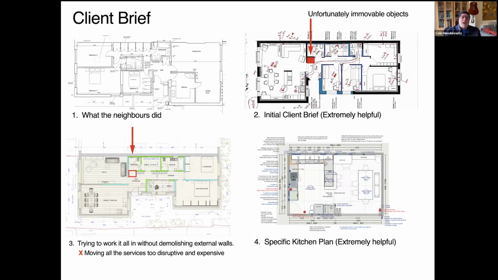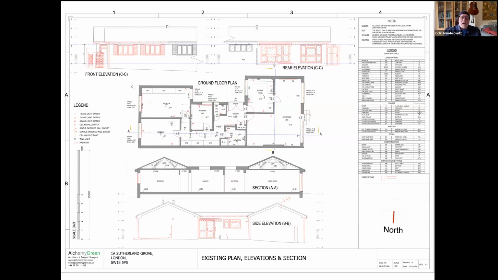The next stage is the client brief. Very important to establish exactly what you want to do with the client. So the client saw what the neighbors did, which they filled in the little space between the 2 wings and created another bedroom. I mean, the plan, if we go back to the plan, very strange plan with this sort of higgledy-piggledy passage running through the house.